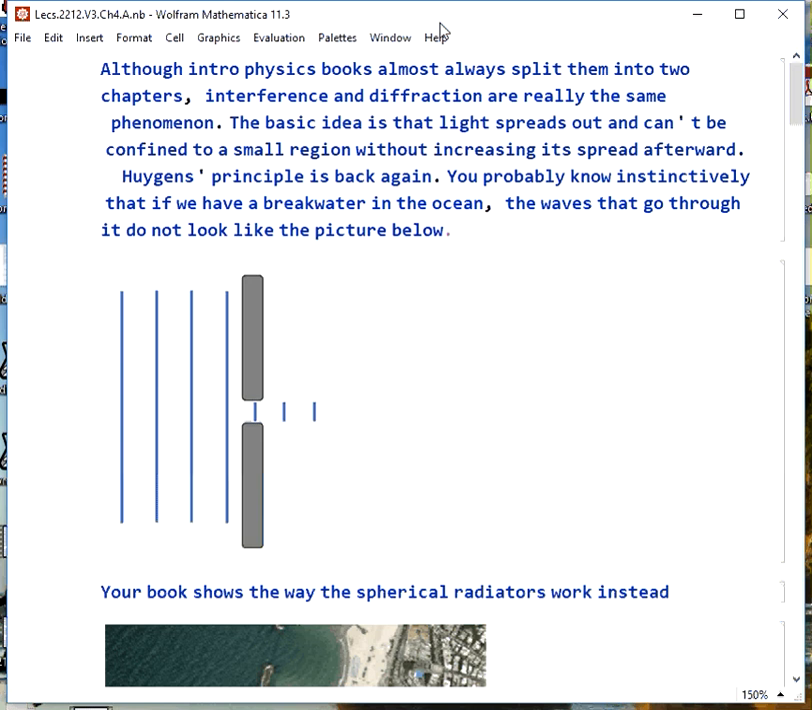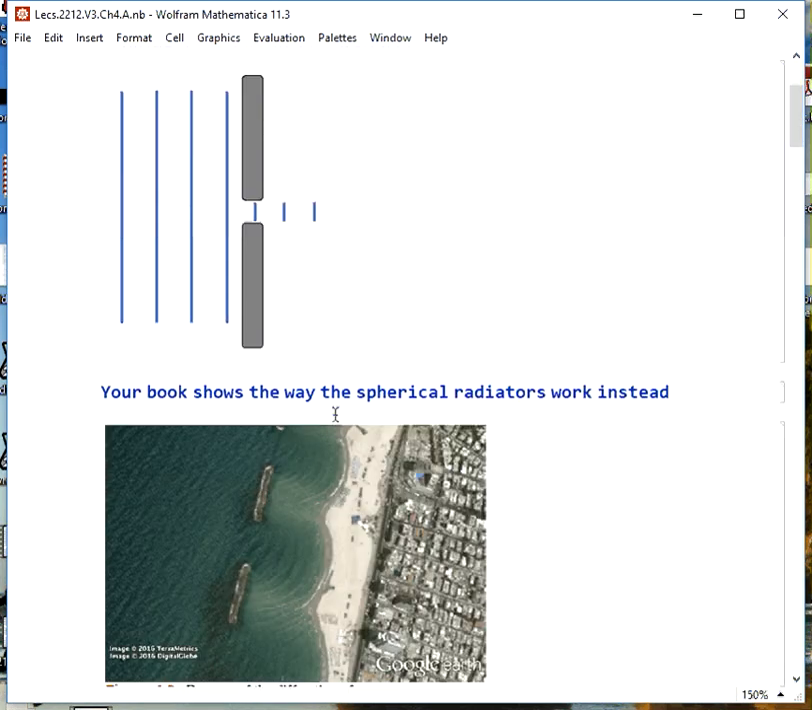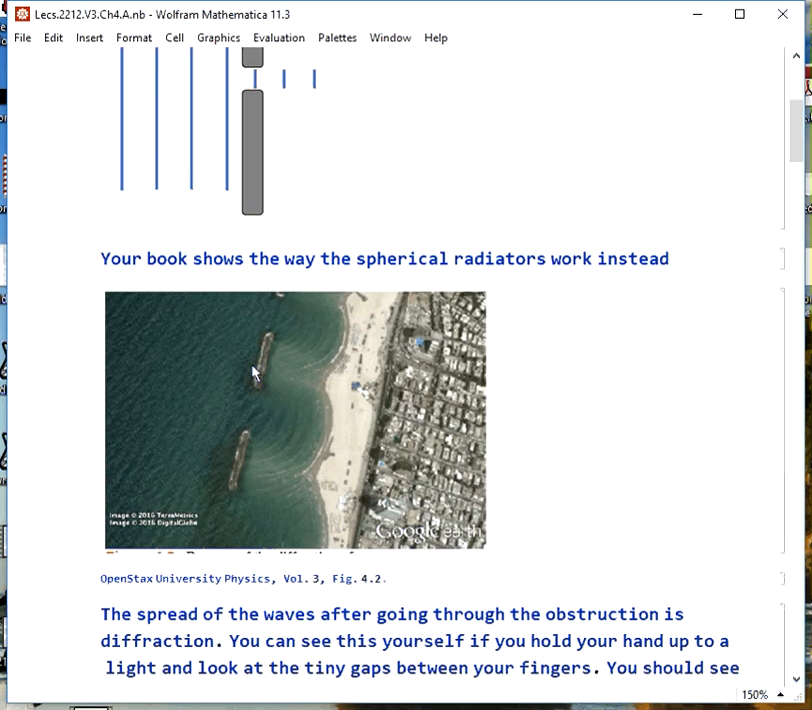We kind of know instinctively that something like this must happen if we imagine a breakwater constructed of logs or piers or something like that in the ocean, and we have a line of water waves hitting that breakwater. We don't expect these tiny little squared off waves to come out of it. What actually happens is these openings act like spherical radiators, as this picture in your book shows. This spread of water going through the obstruction is diffraction.